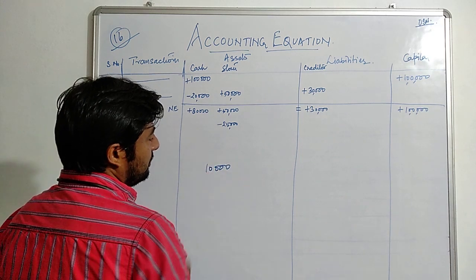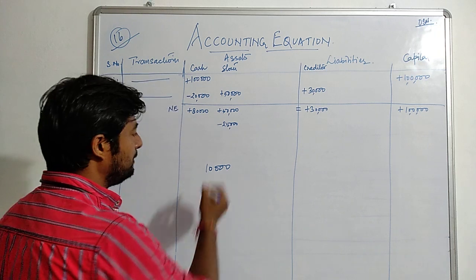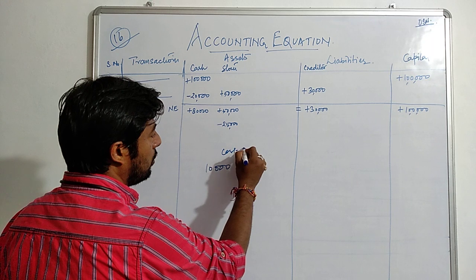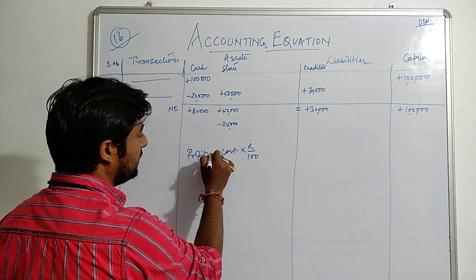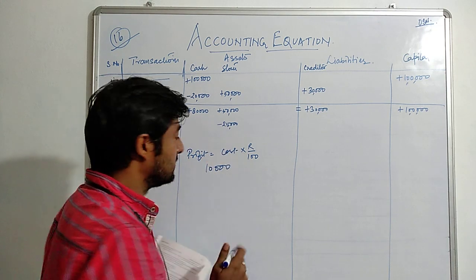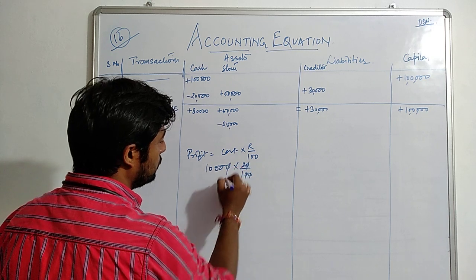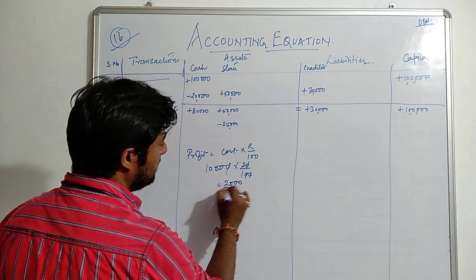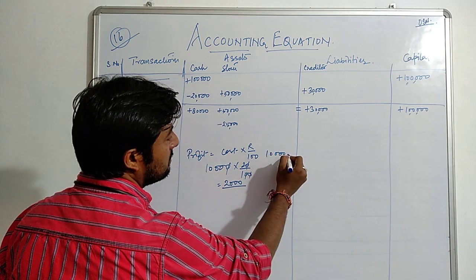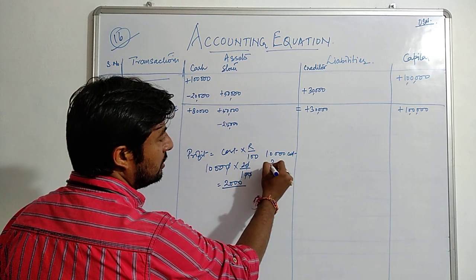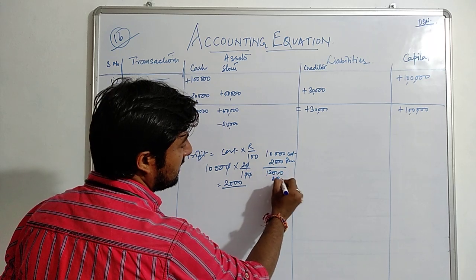Now, 10,000 of the goods we are selling for cash at 20% profit, right? What is the formula? Cost into rate upon 100. This is the formula for profit calculation. In the previous question also I discussed this thing. 10,000 into 20 by 100 comes to 2,000 rupees. That means 10,000 is the cost, 2,000 is the profit. It comes to 12,000, which is our selling price.